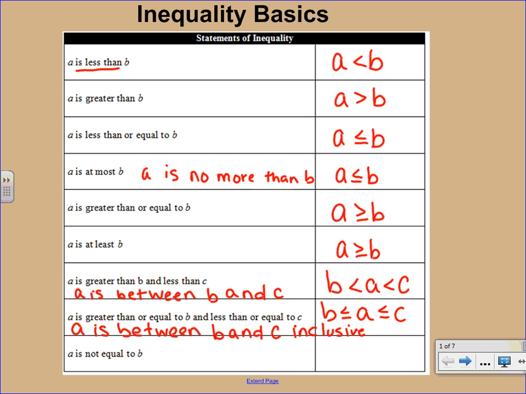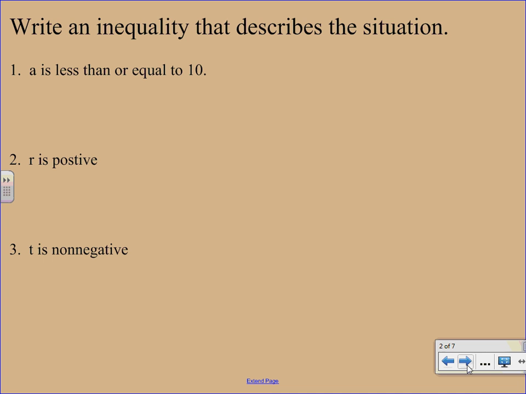And the last one, pretty easy. A is not equal to B. We don't use this one very much, but you just put a slash through the equal sign. All right, so let's do some translating here. We just need to write an inequality that's going to describe the situation. So here it says A is less than or equal to 10. Underline the "is less than or equal to." Make sure you get that "is" in there as well.